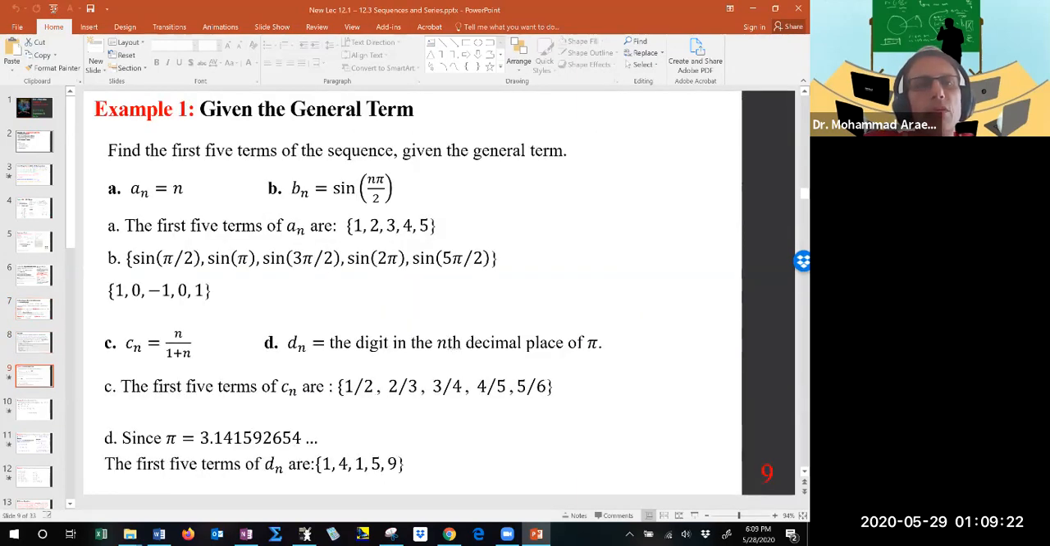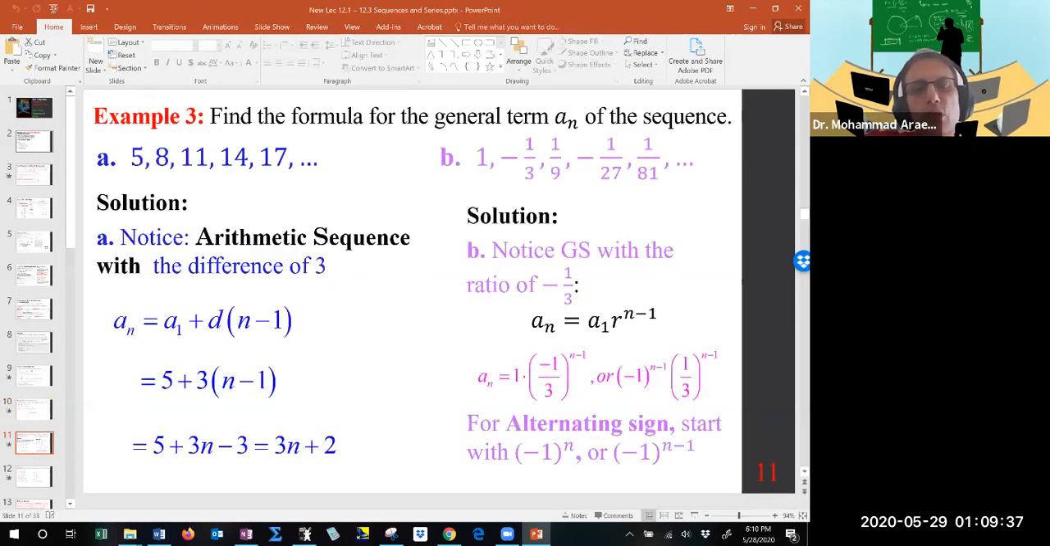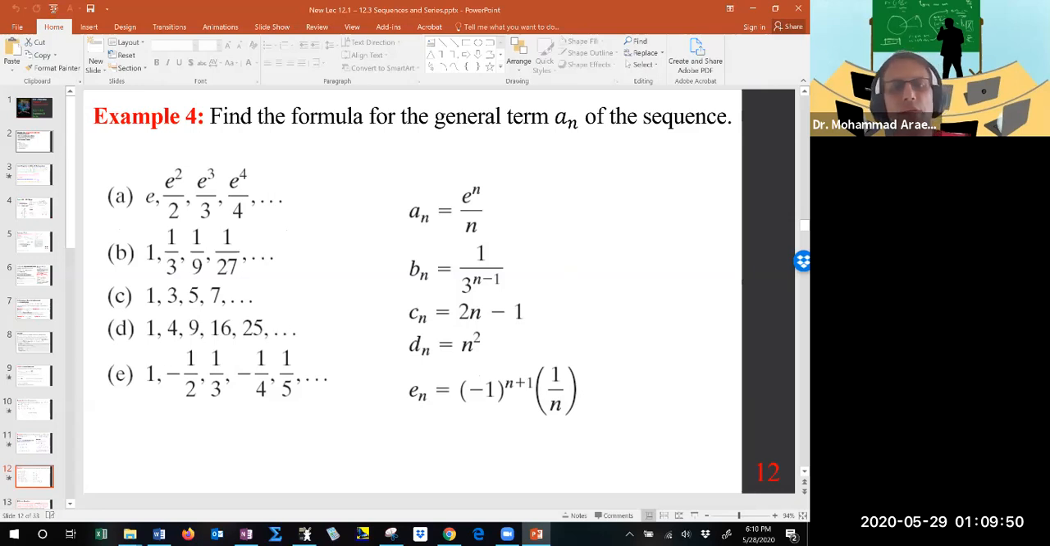Okay. So, given a general term, we wanted to find a few terms. That was very simple. Then finding the formulas, we dealt with the cases that ended up being a known format, arithmetic sequence or geometric sequence. In this case, again, we had a combination of stuff, and alternating sequences were also discussed.